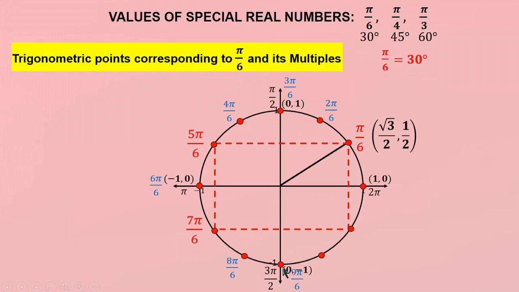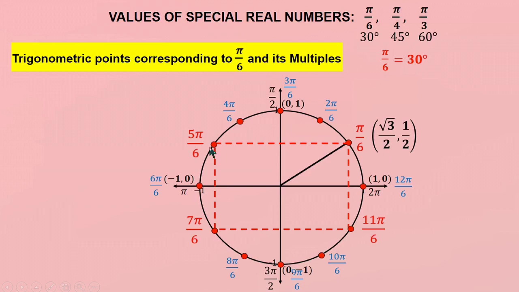this point. Next, we have 10 pi over 6, or 5 pi over 3. Then this point is 11 pi over 6. And finally, this point is 12 pi over 6, or 2 pi. So the points 5 pi over 6, 7 pi over 6, and 11 pi over 6 are the multiples of pi over 6. Which means, whatever the coordinates of pi over 6 are, the same are the coordinates of its multiples. They only differ in sign depending on which quadrant they are in.